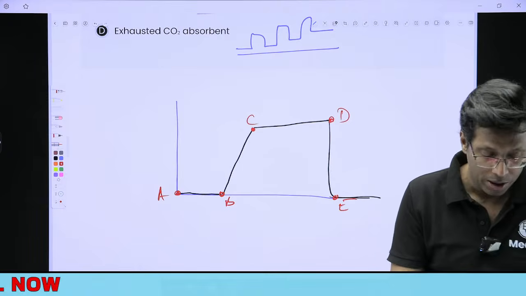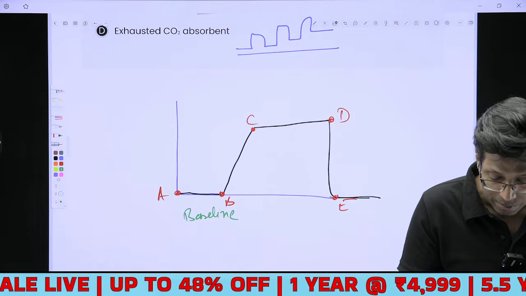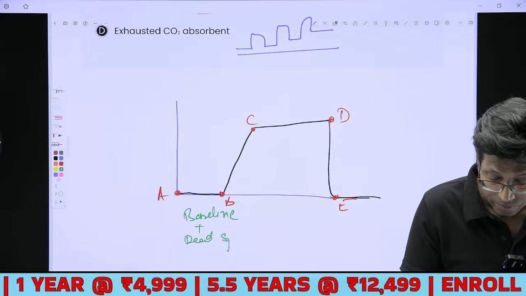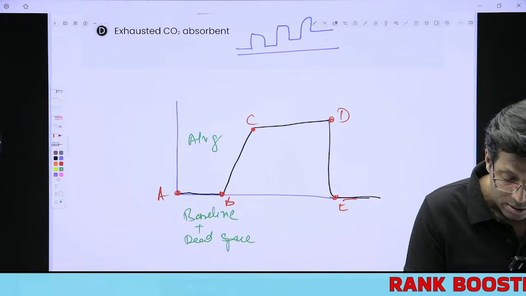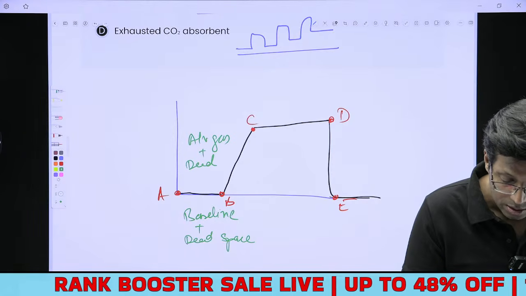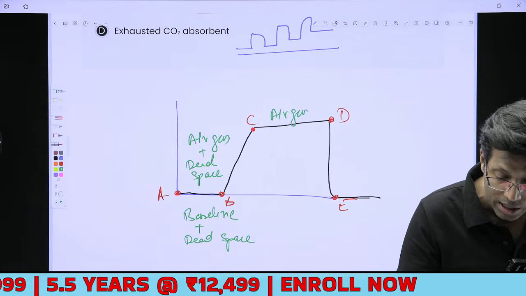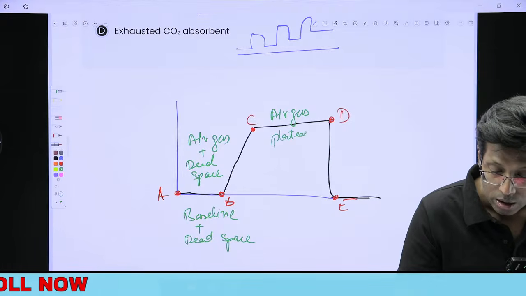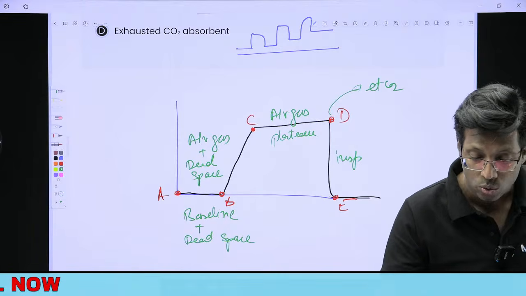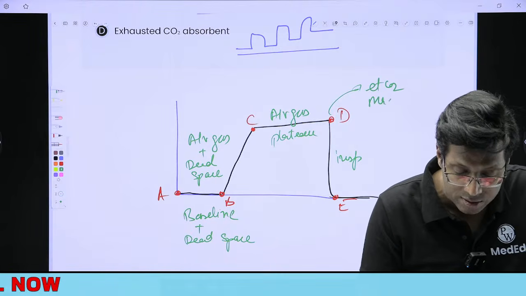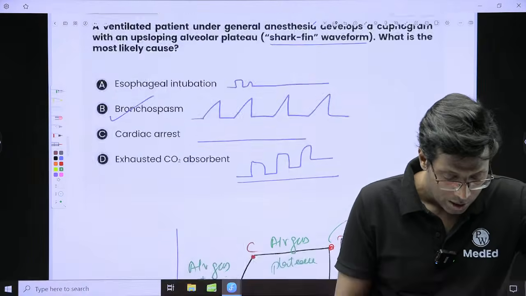A to B, guys, basically is baseline. A to B is baseline plus dead space. Remember, B and C is basically alveolar gas plus dead space. C to D, this is alveolar gas only plateau. And D to E is the inspiration. This point D is EtCO2, end-tidal carbon dioxide. This basically is the maximum alveolar carbon dioxide. So this is your graph normally, and that is how it comes.